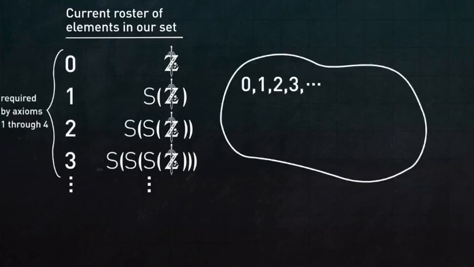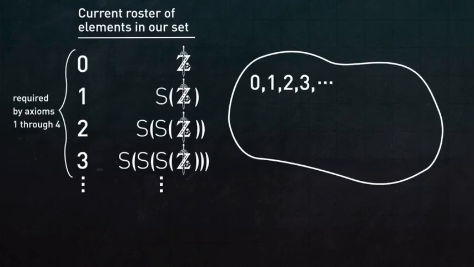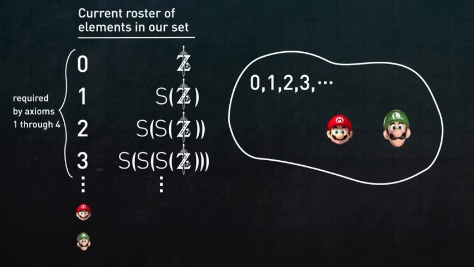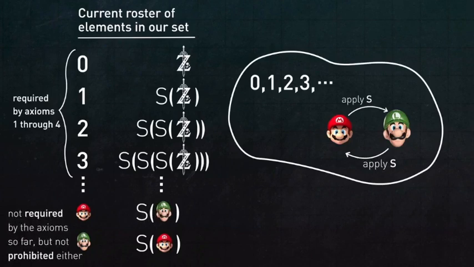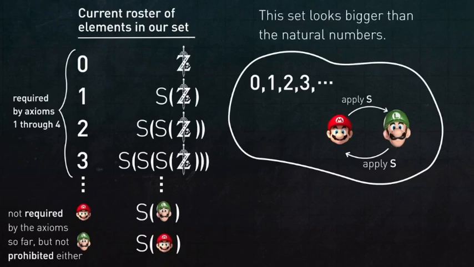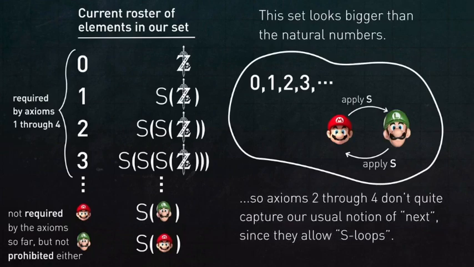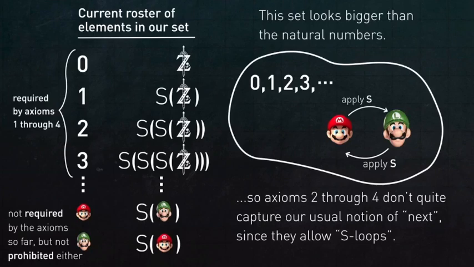There's a subtle loophole in axioms 1 through 4. Suppose that we throw two other characters into N. Let's call them Mario and Luigi. And suppose it turns out that S of Mario is Luigi and S of Luigi is Mario. Tacking on these plumbers with this weird S behavior doesn't violate any of the axioms so far, but it does leave us with a set that looks somehow bigger than the familiar natural numbers. So axioms 2 through 4 apparently do not quite capture the idea of next, because they would allow Mario and Luigi to be in the set but detached from everybody else, so to speak.